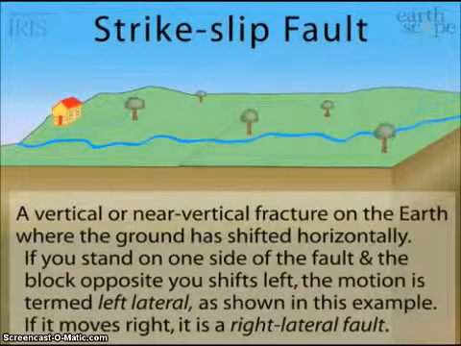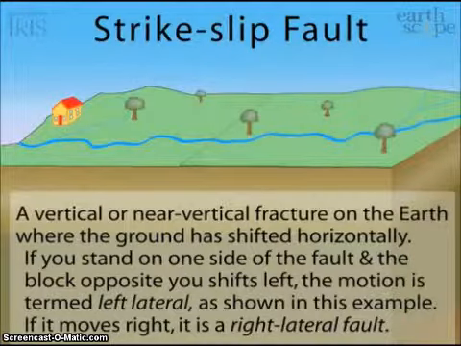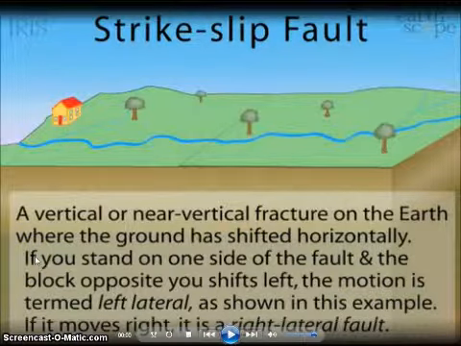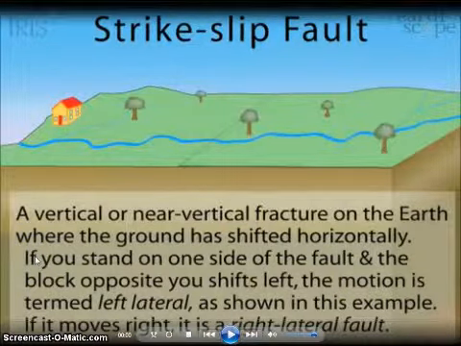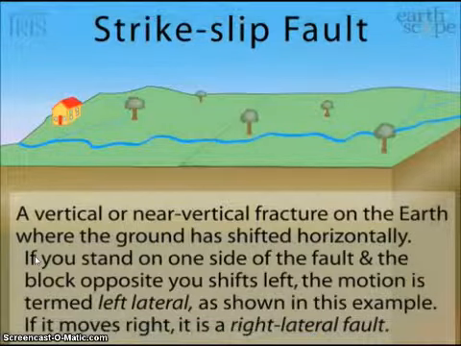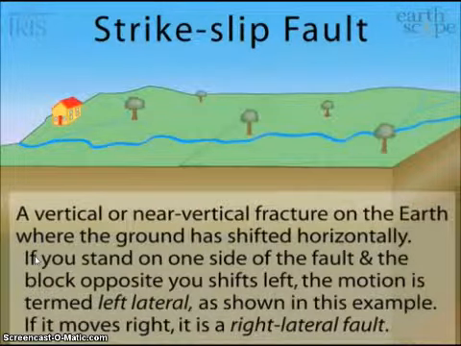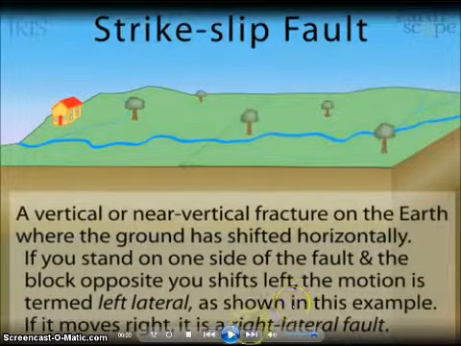So here we have the first type of fault that we talked about. The first one is the strike-slip fault. And as you can see, it says here vertical or near vertical fracture on the earth where the ground has shifted horizontally. If you stand on one side of the fault and the block opposite you shifts to the left, the motion is termed left lateral. As shown in this example, if it moves right, it is right lateral.